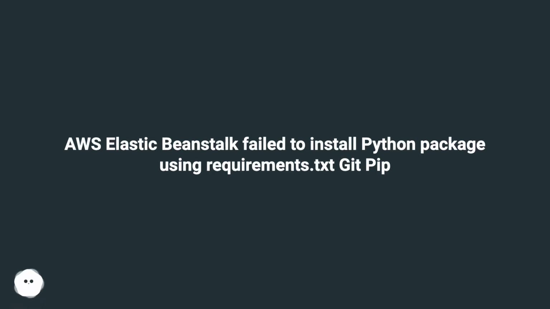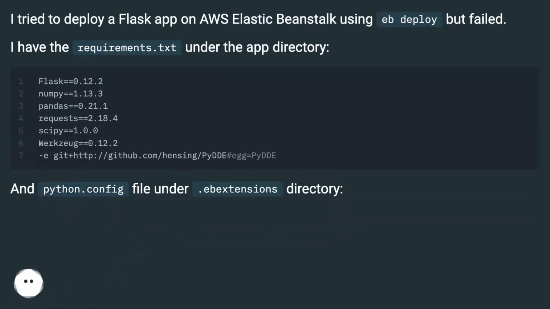AWS Elastic Beanstalk failed to install Python package using requirements.txt, git, pip. I tried to deploy a Flask app on AWS Elastic Beanstalk using eb deploy but failed. I have the requirements.txt under the app directory and a python.config file under the .ebextensions directory.